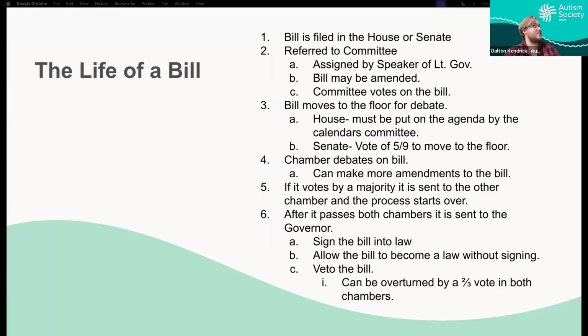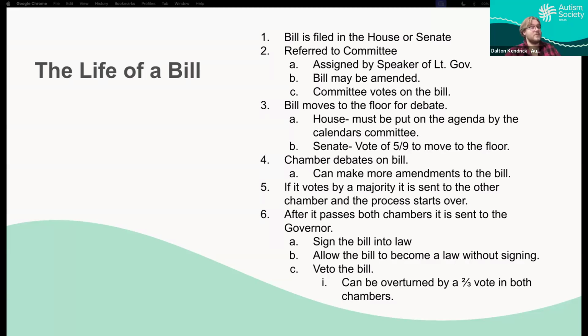After, eventually, if it passes both houses, it gets sent to the governor, and the governor can do one of three things. He can sign the bill into law. So it'll go to his desk, he puts a little signature on it, and then it becomes a law. And most bills will have an effective by date. So it's a date where it will become in effect, essentially.